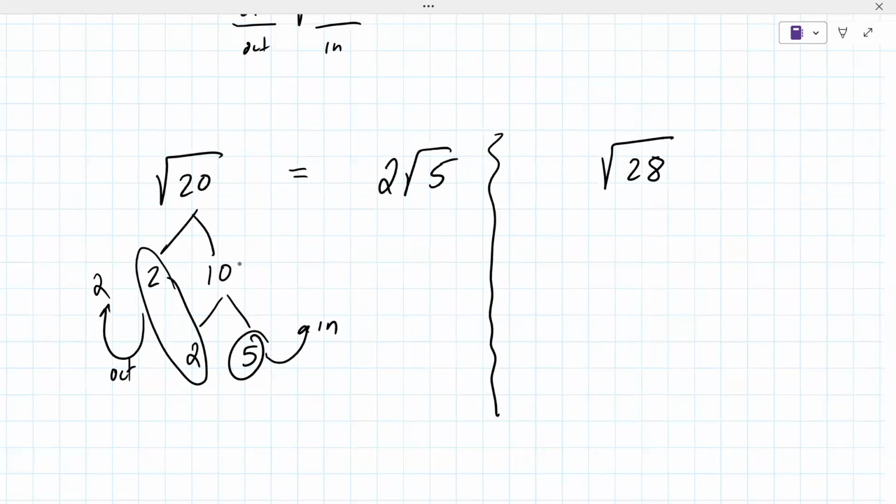So I'd like you to try the square root of 28 here. All right.